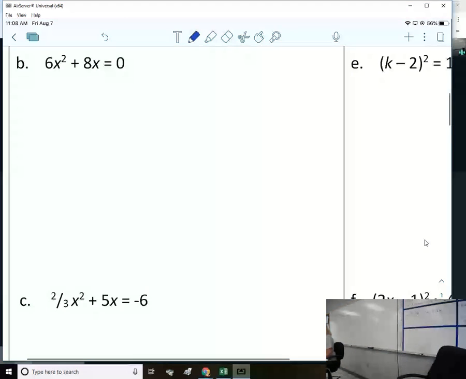This one only has 2 terms. We're missing the constant term on this one, but we're still going to factor it. These are not squares, and it's not a difference, so we're not going to use what we just did. What are we going to do? Yes, we're going to factor out a common factor.